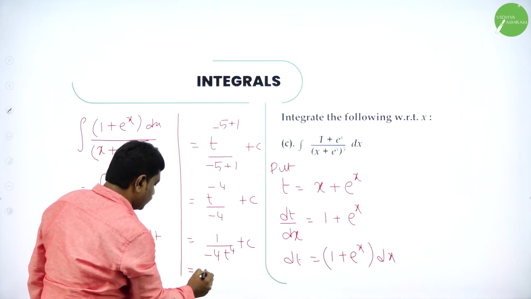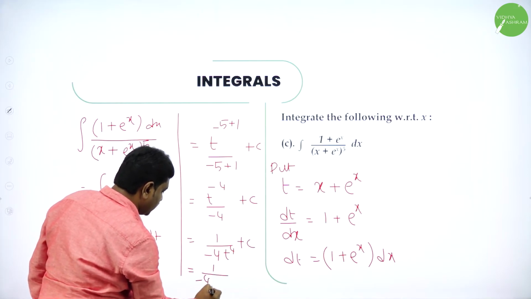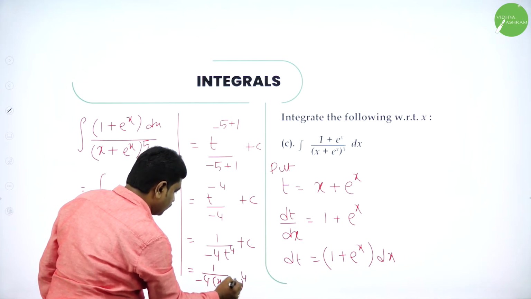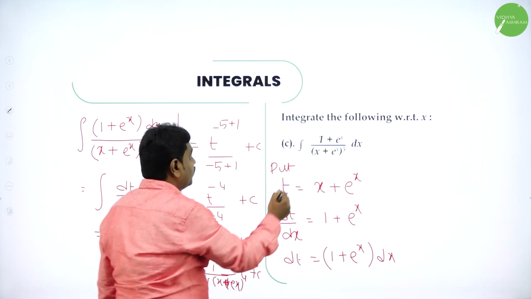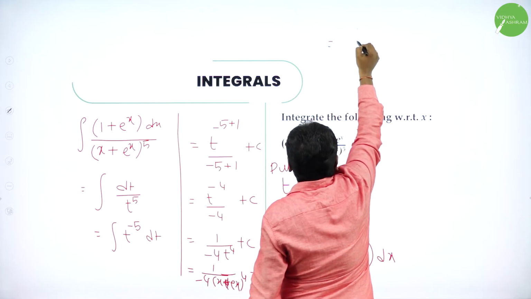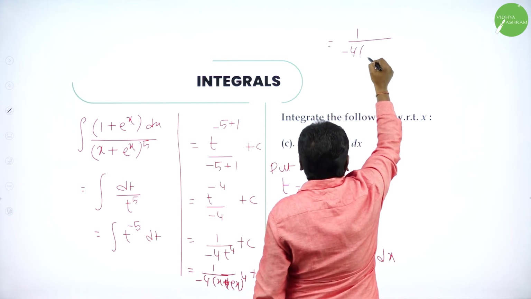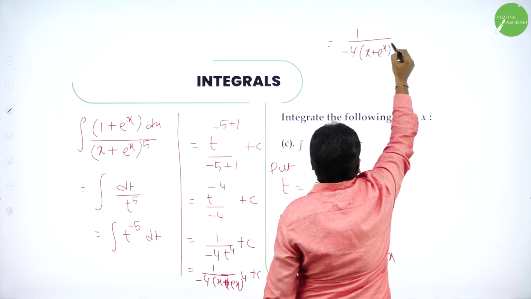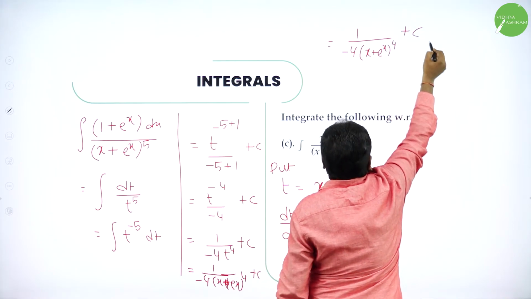Substitute the value of t. What is t? t is x plus e power x, to the power 4, plus c. So finally you will get 1 divided by minus 4 into (x plus e power x) whole power 4 plus c as the answer.